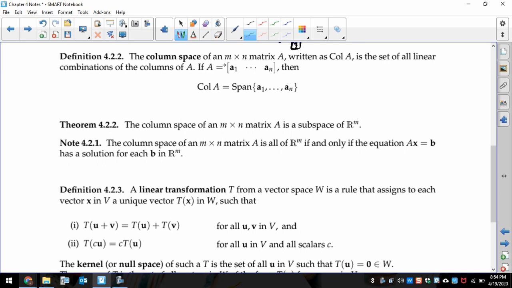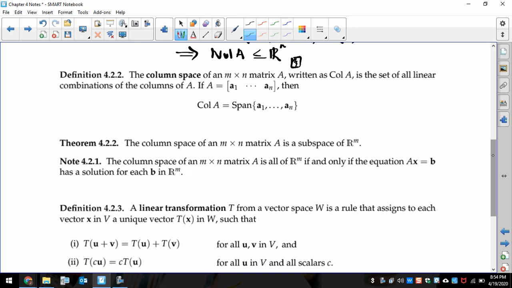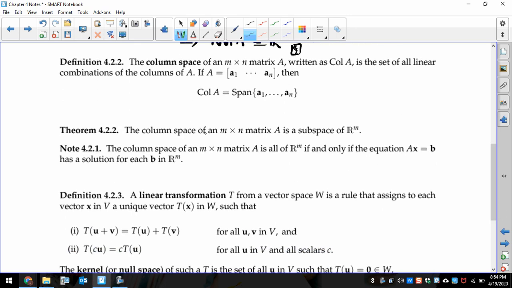All right, so the column space of A, what is that? We write it Col A, the column space of A, is the set of all linear combinations of the columns. So it's just the span of the columns of the matrix. That's called the column space of the matrix A. So we have the null space and the column space. The next theorem says the column space of an m by n matrix is a subspace of Rm.